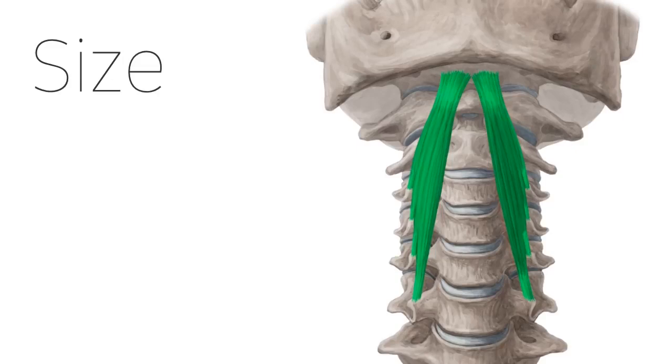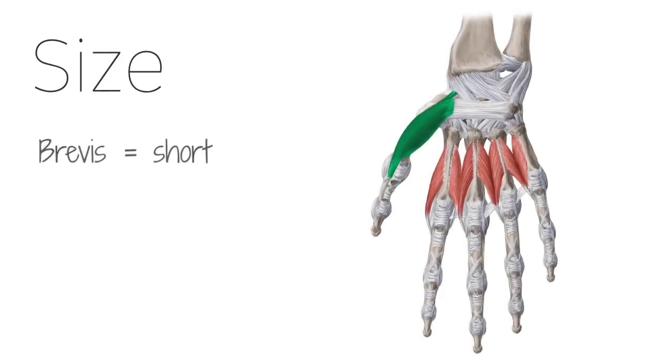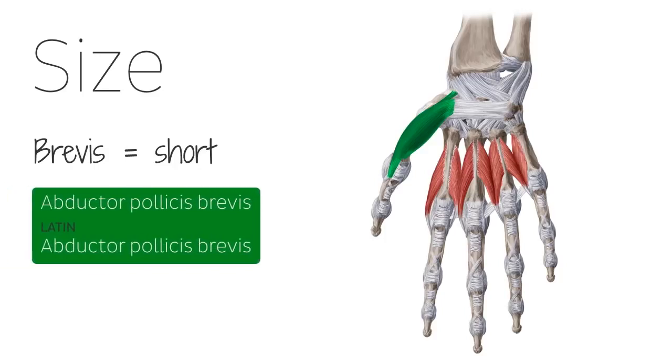The length of a muscle can also be taken into account. For example, the word longus is used for long muscles, such as the longus capitis muscle, a long muscle of the head and neck. The word brevis, which is the Latin word for short, is used to describe short muscles, such as the abductor pollicis brevis muscle, which is a short muscle of the thumb.